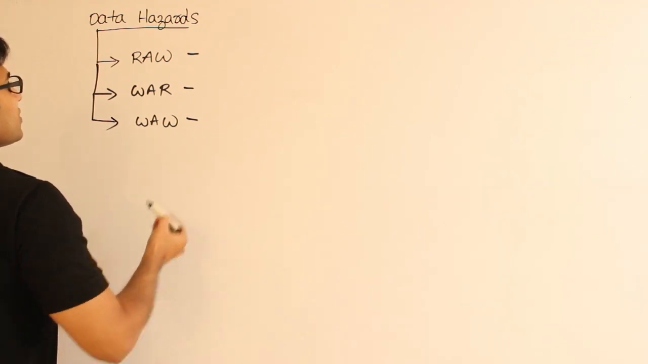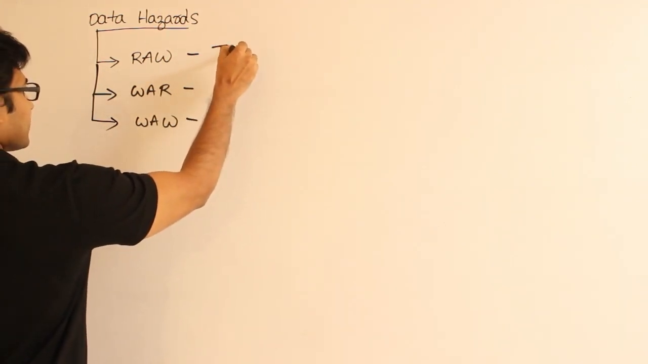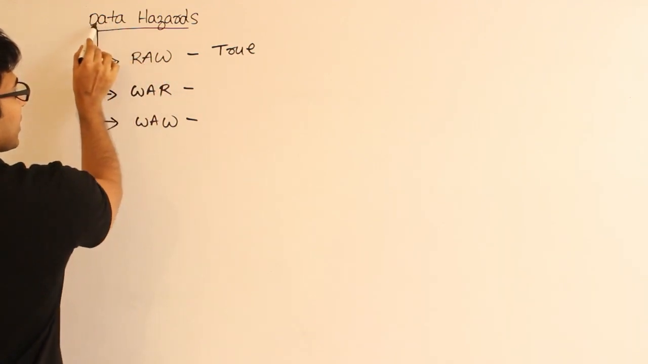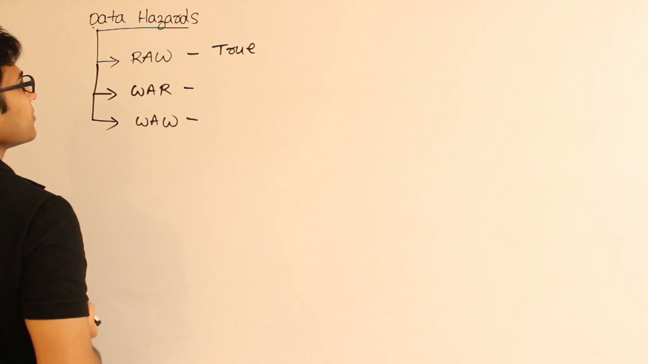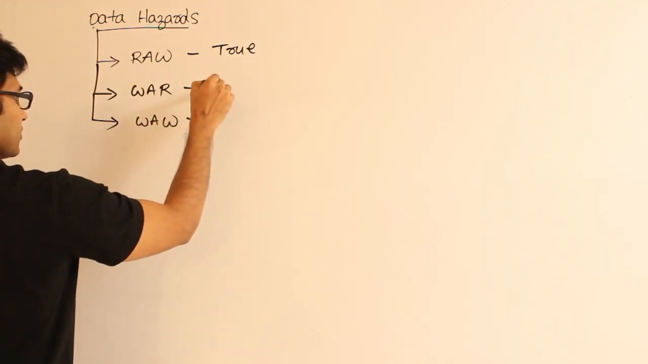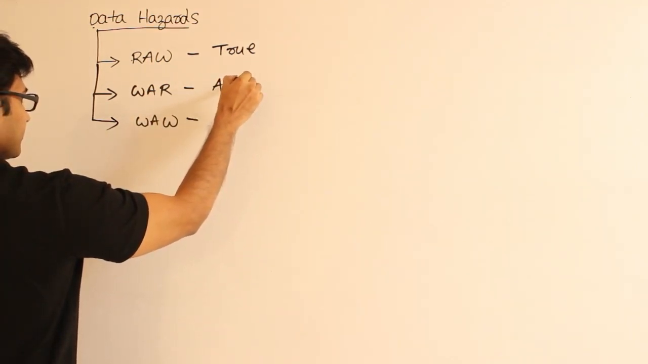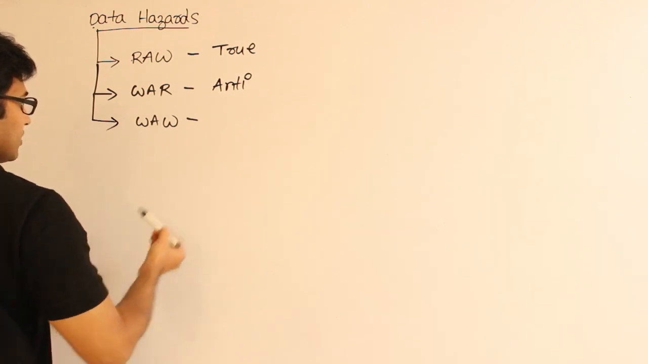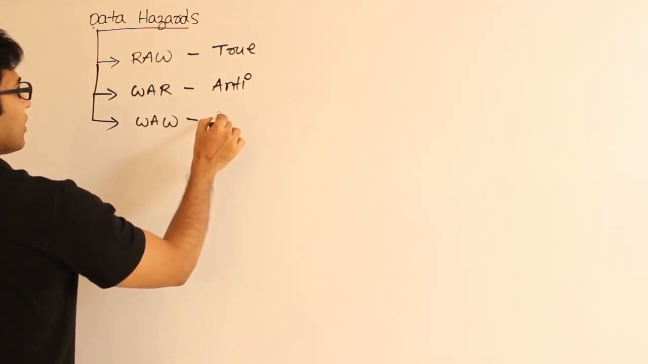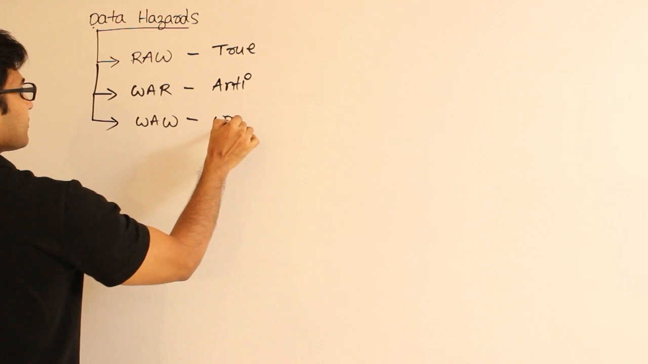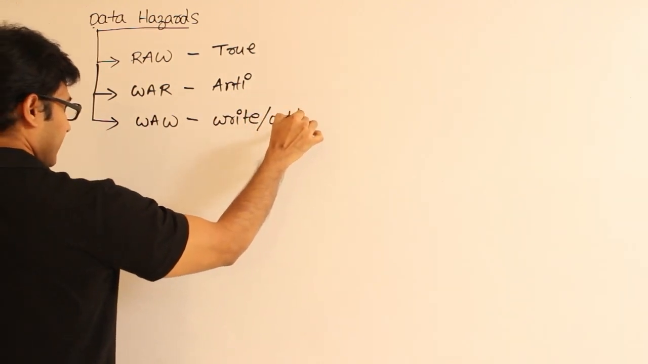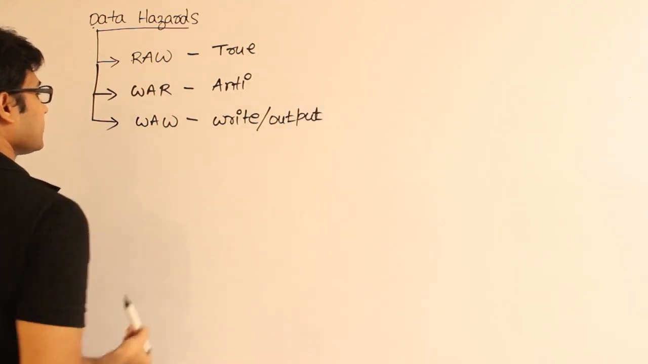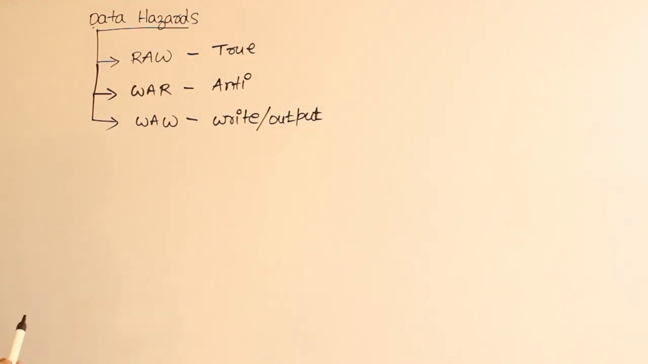This one is also called true dependency, another name. Data hazards are of these three types: this hazard is also called true dependency, this hazard is also called anti-dependency, and this hazard is also called, I think, write dependency or output dependency. Okay, so I'll take examples and explain.